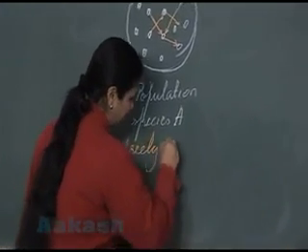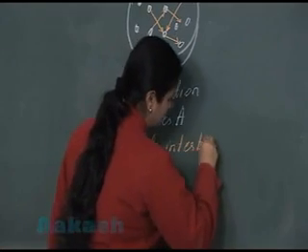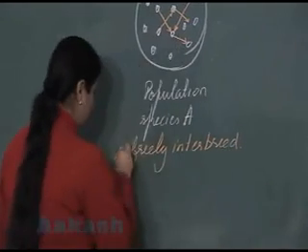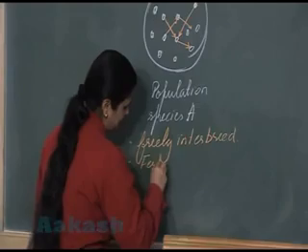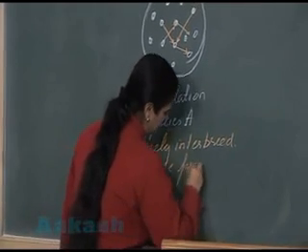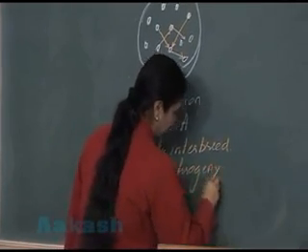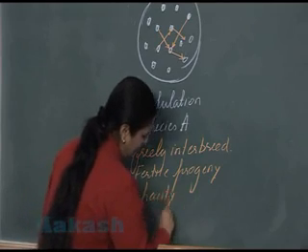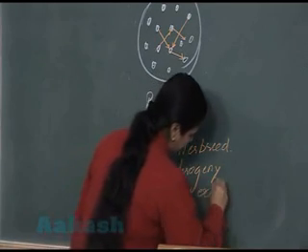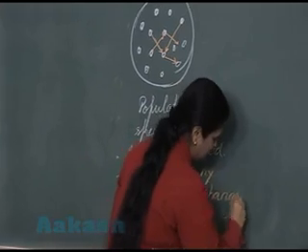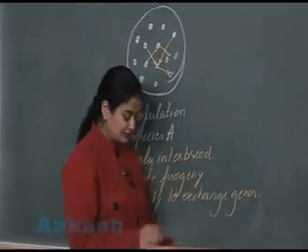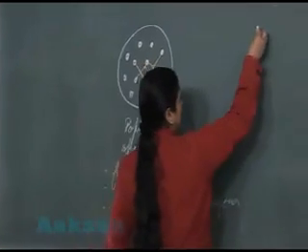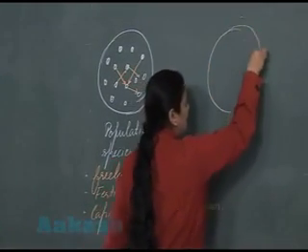So the individuals which belong to the same species have the ability to freely interbreed, producing fertile progeny. It means they have the capacity to exchange genes, right? Let's see now. This is our population.